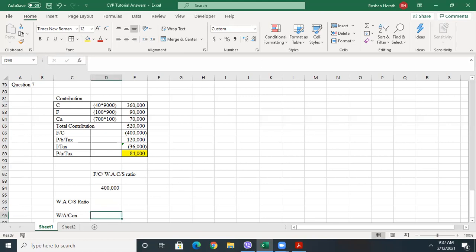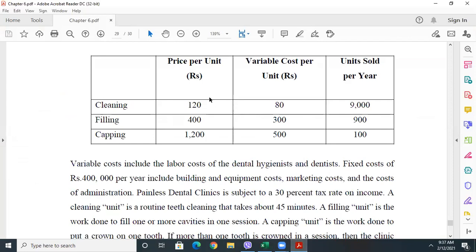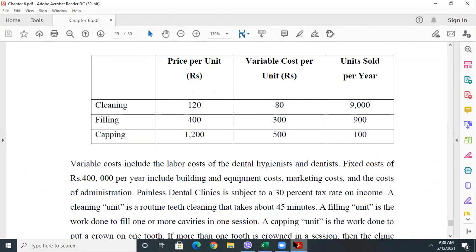Okay. Weighted average contribution. So how do we work out the weighted average contribution? There we can take the contribution from the first product. If you take that, it is going to be 40, right? And what is the weight that you're going to keep? It is according to the sales mix. The question says that your sales mix is similar to what it is given. So it's 9,000 units from cleaning, 900 units from billing, and capping 100 units. So therefore, this is your sales mix.